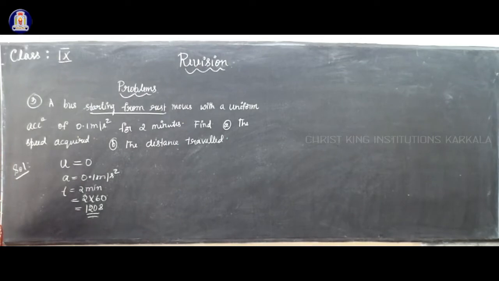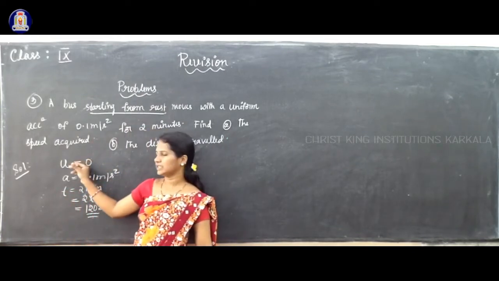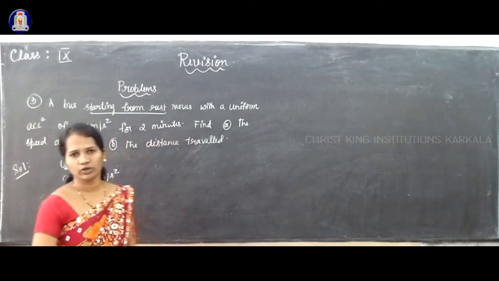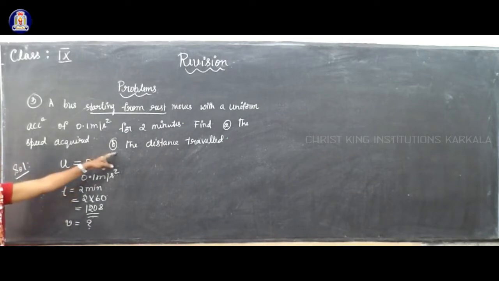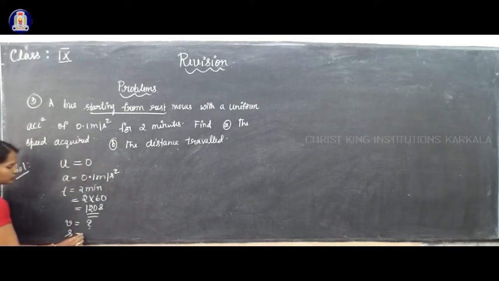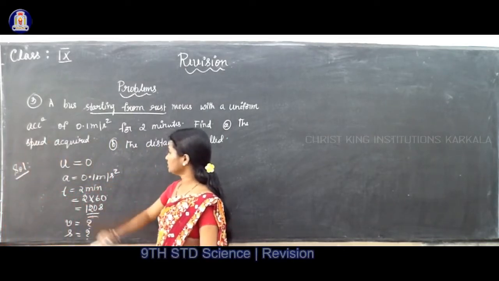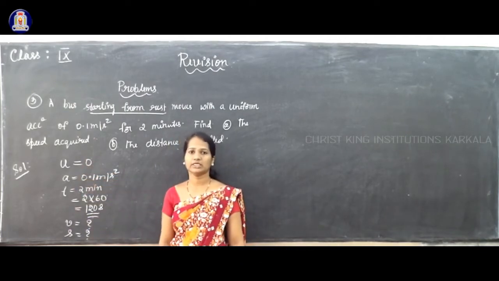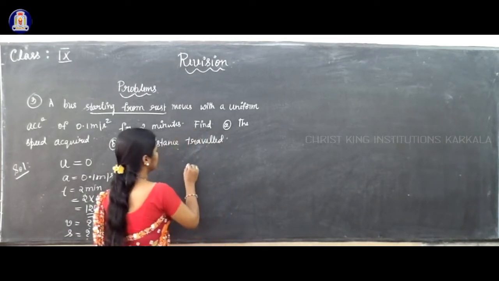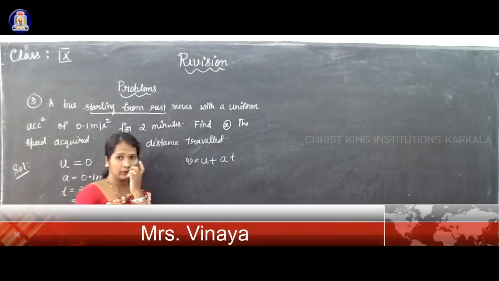What are we going to calculate? Find the speed acquired. Which speed are we finding, initial speed or final speed? Initial speed is given, 0. So the final speed we are going to find out, that is v equal to how much? Then the distance covered, that is S equal to how much? First we are going to calculate V. Which equation can we use? U is there, A is there, T is there. So we can use the first equation, V equal to U plus AT.